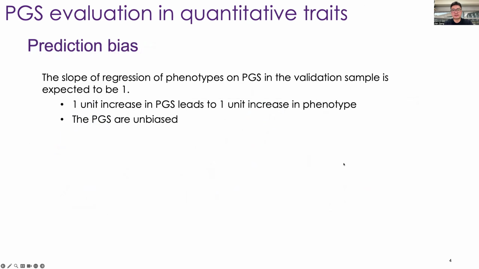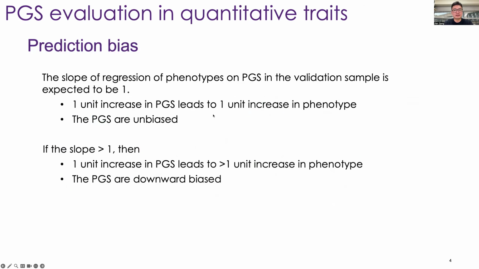In addition to accuracy, we also care about bias, because we don't want to systematically underestimate or overestimate the genetic values. If we regress the phenotype on the PGS in the validation sample, the expected slope is equal to 1 if the PGS is unbiased. This means that a 1 unit increase in the PGS would lead to a 1 unit increase in the phenotype. If the slope is greater than 1, then the PGS is downward biased. And if the slope is smaller than 1, the PGS is upward biased.